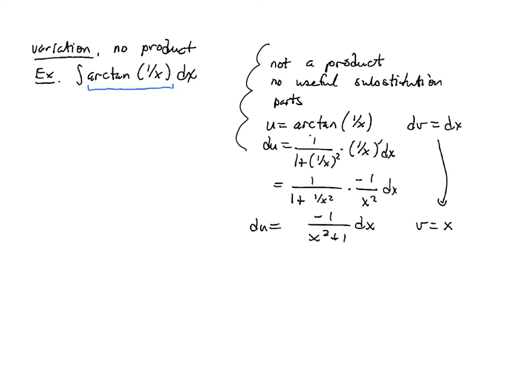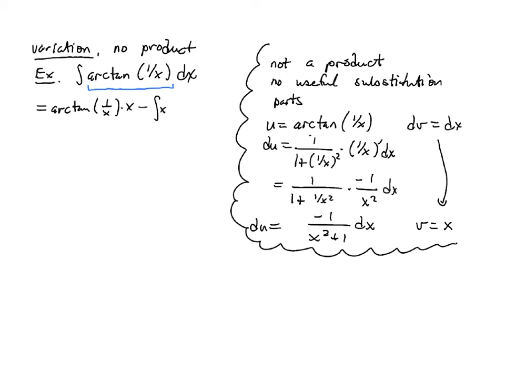This is all the scratch work that we have on the side before we can use integration by parts on this function. So now we put in our u and our v and our du and our dv. So we have u times v, so arctan of 1 over x times x minus the antiderivative of v times du. So that's x times negative 1 over x squared plus 1 dx.